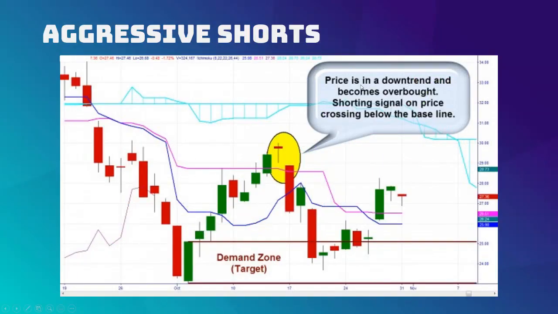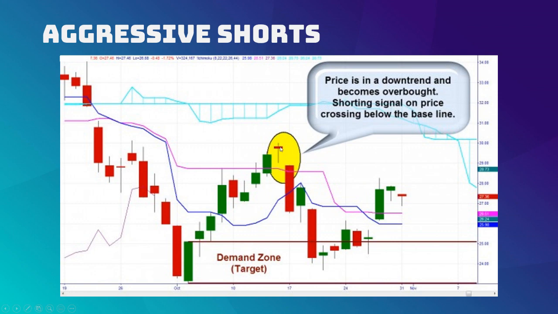And in this case, once again, the price is in a downtrend and it becomes a little bit overbought. You can see we go above that baseline, but once you cross back below the baseline, you can go ahead and sell. And I always include demand and supply in my analysis anyway, so I'm going to be looking for those as possible entries and targets.